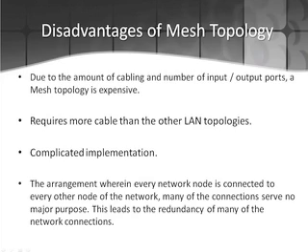And then looking at the disadvantages of the mesh: due to the amount of cabling and number of input-output ports, a mesh topology is very expensive. It requires more cabling than other LAN topologies, and it is very complicated to implement. In the arrangement, each network node is connected to every other node of the network. Many of the connections serve no major purpose. This leads to the redundancy of many of the network connections.